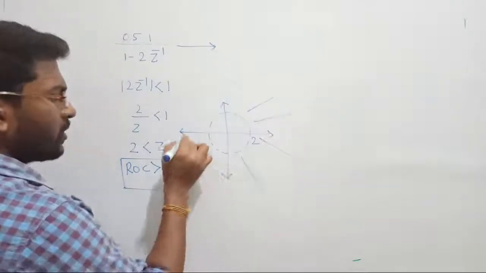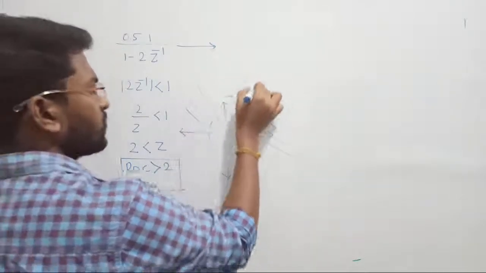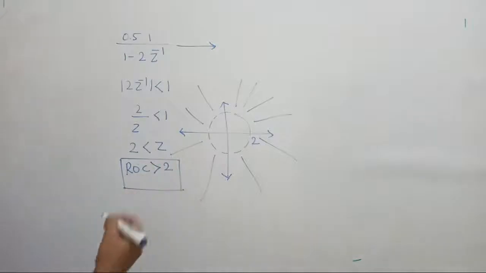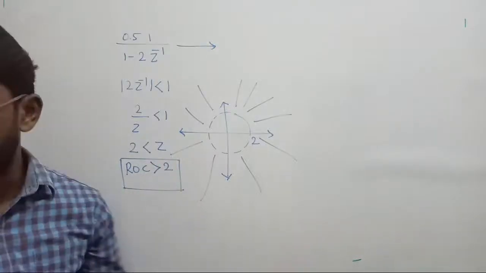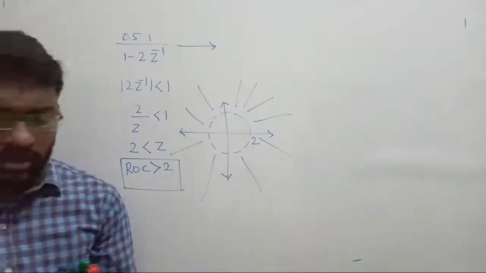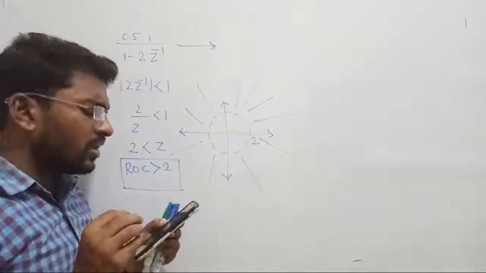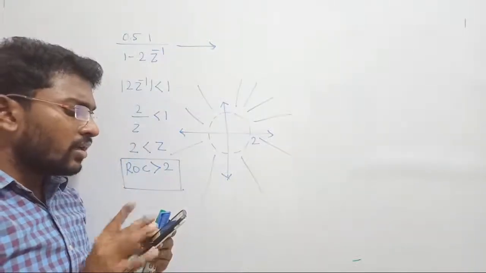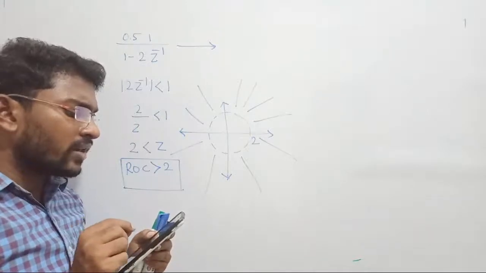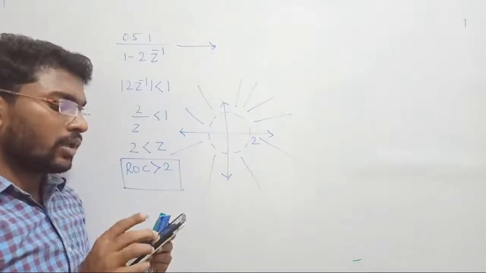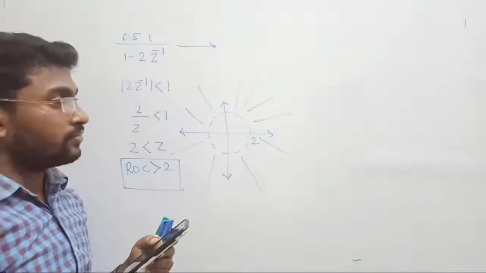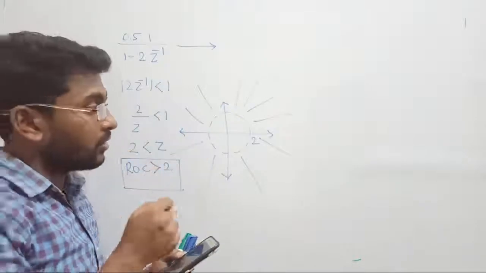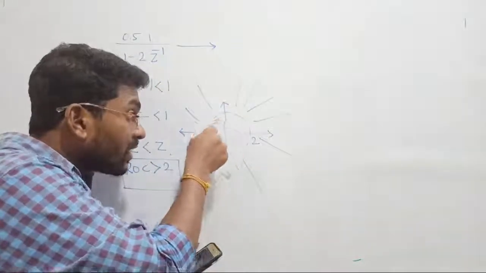Now if you directly get this region of convergence, of course that is correct only. Everything is perfect: 2 into z power minus 1. But it is given that the region of convergence of X of z includes the unity circle. Where is the unity circle? It lies here.